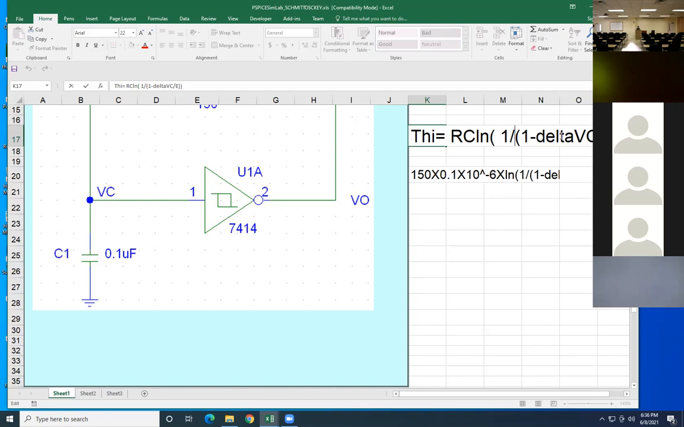Mike, just in case, what answer did you get for this? Same as Adam's. 5.87 microseconds. 5 point what? 87 microseconds. Okay. And just for the sake of argument, does it matter which way you do it, whether you use 1 over or negative RC natural log? I'm not too sure, but somehow we get the same answer. Right. More than one way to skin a cat, I guess. I guess so.